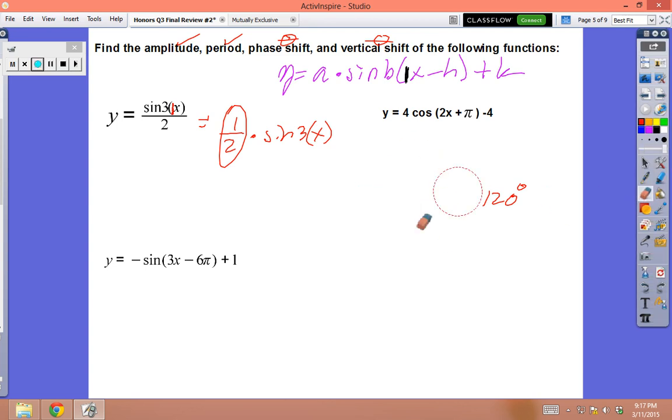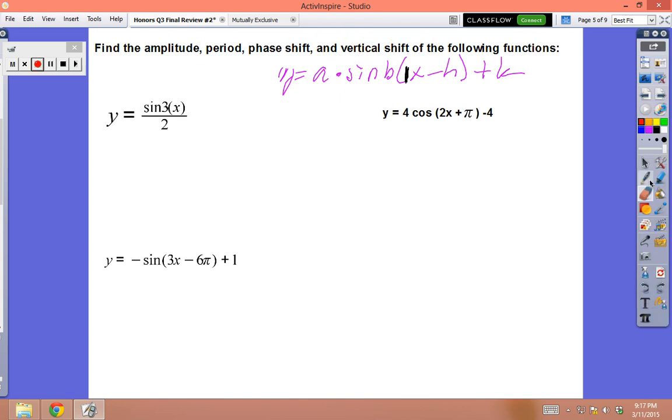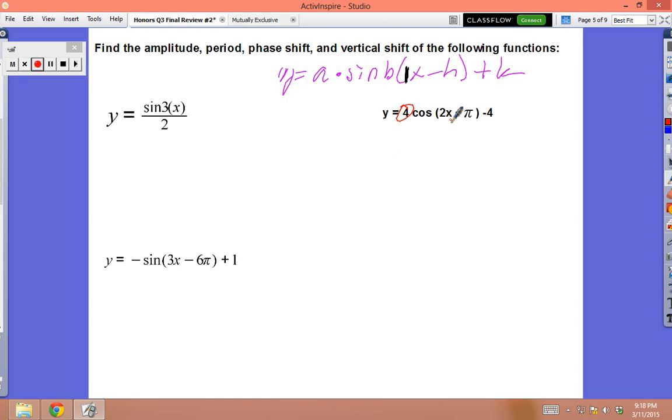Okay, the second one. 4. Okay, that's my amplitude. But my coefficient of x is not 1. I need to manipulate this a little bit. I need to factor this 2 out. I need to divide both those by 2. So that is exactly the same as 4 times the cosine of 2 parentheses x plus pi over 2, minus 4. And this is the way it needs to be. You need to have a coefficient of 1 in front of your x.